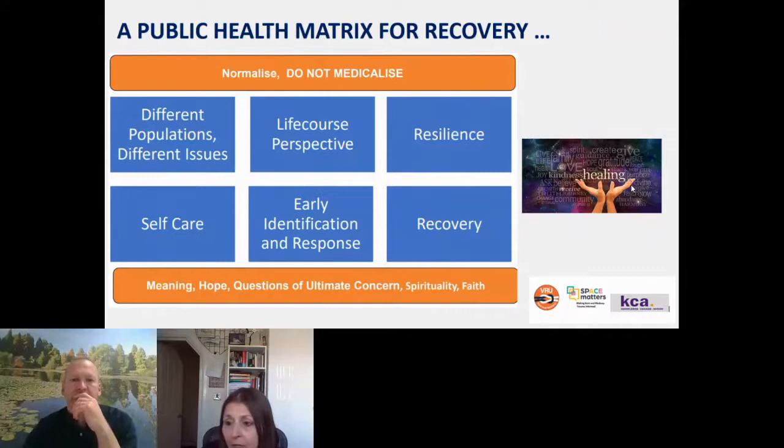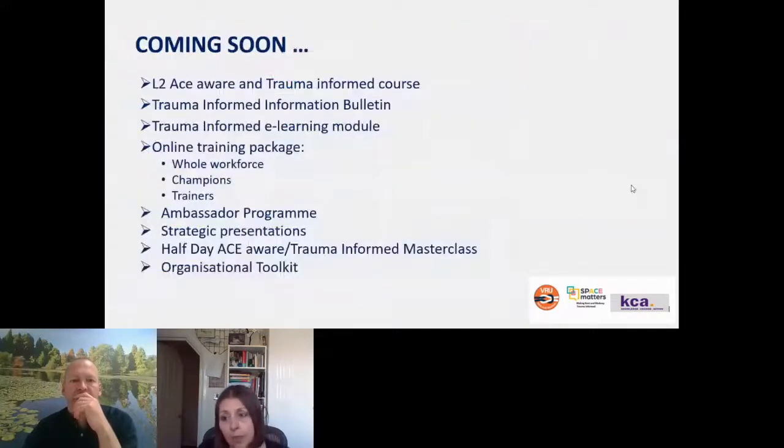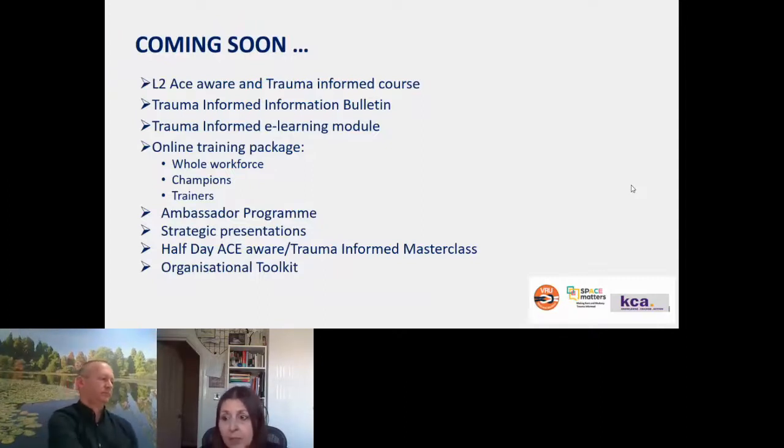And the final slide from me really is going to be implementing. There'll be a multi-agency level 2 ACE aware and trauma informed course that I'm working with the Safeguarding Partnership to put on. There'll be an information bulletin going out bi-monthly. There's going to be a new e-learning module, an online training package by KCA aimed at 3 levels. We have an ambassador program. There's going to be strategic presentations, a masterclass to kick all this off in the new year, and an organisational toolkit to help organisations become trauma informed if they want to.